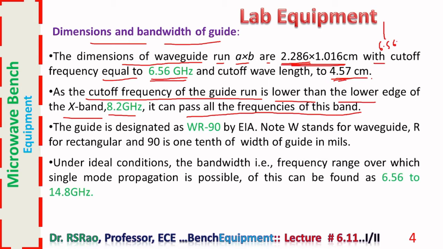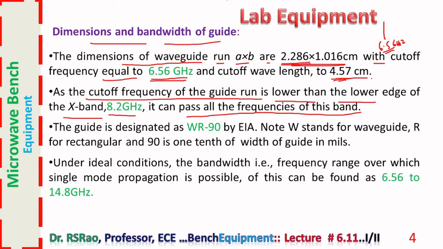6.56 gigahertz. But the entire bench is meant for working with X band. X band means 8.2 to 12.4 gigahertz. 8.2 is far higher than 6.5. It is higher than the cutoff frequency. So the bench can now work with X band comfortably.